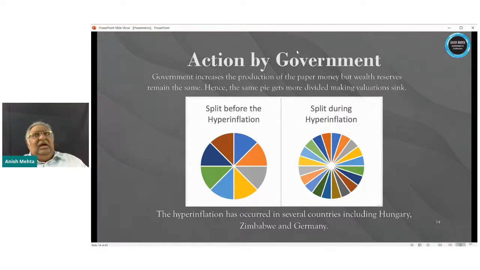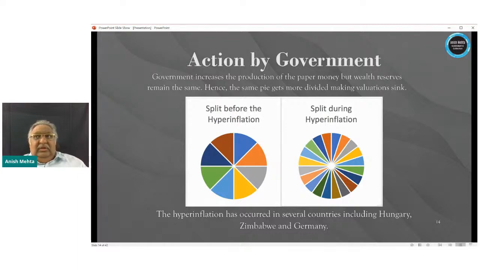Now, when this large amount of notes starts moving into the market, there is a big devaluation of the note. Why? Because the wealth has not increased. Only the representing material, that is the money, has increased. Like you see in the pie chart, the wealth is the same before the split and during the split. So if you print more notes, the backup wealth for each note is reduced.